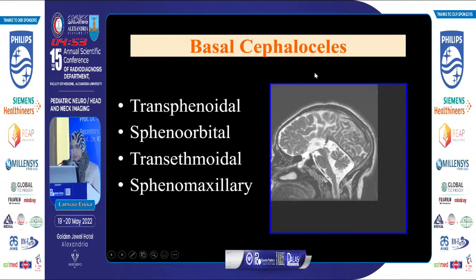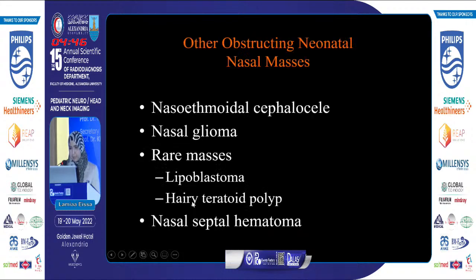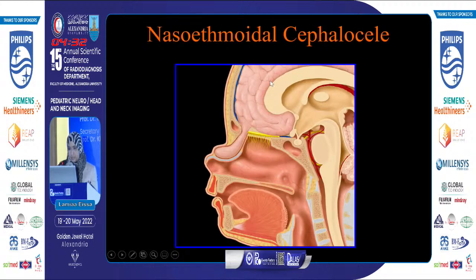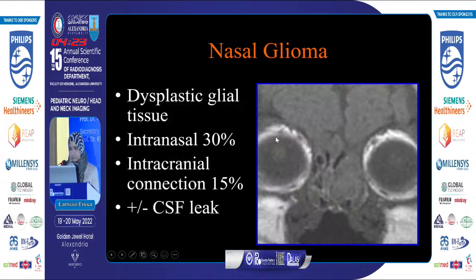Here is the classification of basal, maybe transsphenoidal, sphenoorbital, transethmoidal, and sphenomaxillary. Other obstructing causes, the nasoethmoidal cephalocele, this is listed under the sincipital, not the basal. Nasal gliomas, rare masses like lipoblastoma, hairy teratoid polyp, and nasal septal hematoma. This is a nasoethmoidal cephalocele between the nasal process here of the frontal bone and the ethmoidal cribriform plate.